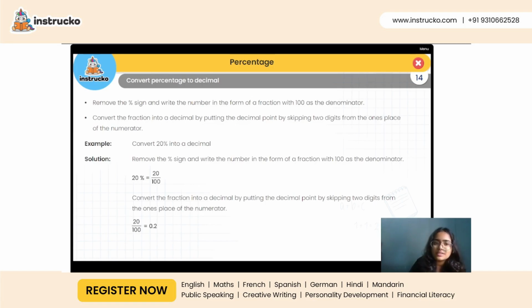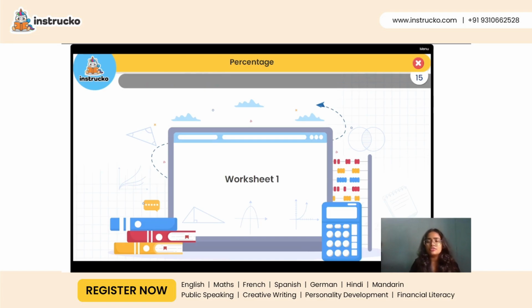Next up, you had how to convert percentages to decimals. You remove the percentage sign and write the number in the form of a fraction with 100 as the denominator. Then you convert the fraction into a decimal by putting the decimal point after skipping 2 digits from the ones place of the numerator. Basically, if you know how to divide a number by 100, this is going to be an easy apple pie for you. Very easy. Okay, after that we did one worksheet.